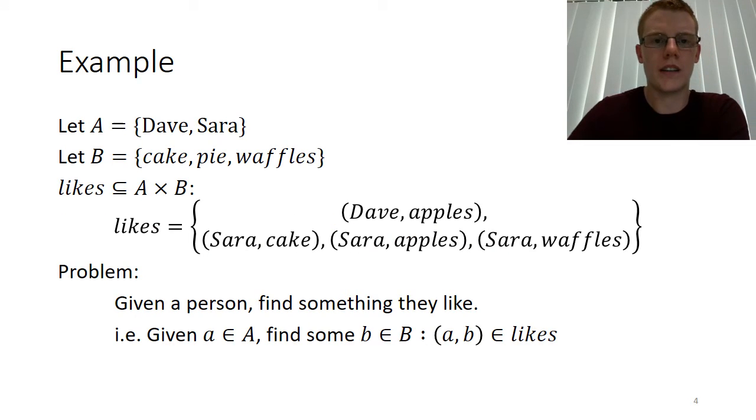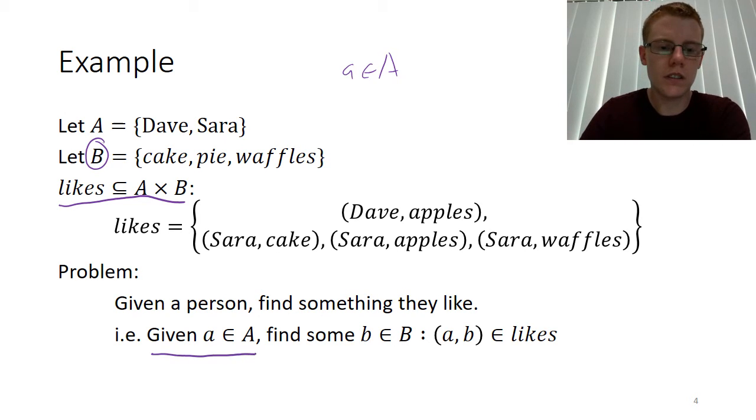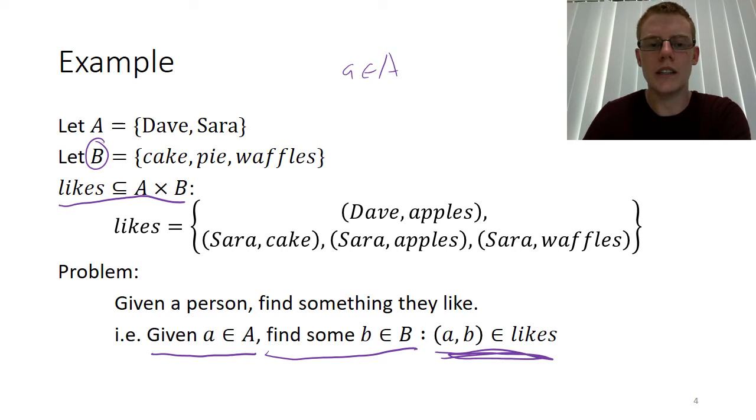An example will hopefully make the idea a little bit clearer. Let's go back to our relation that we talked about before, the relation of people to dessert foods and whether or not the person likes a particular food. Our problem might be that we want to be given a person as an input, so some element of big A, and our procedure has to find something in the B set that they like. So given some element of A, find an element of B such that the pair A, B is in the likes relation.